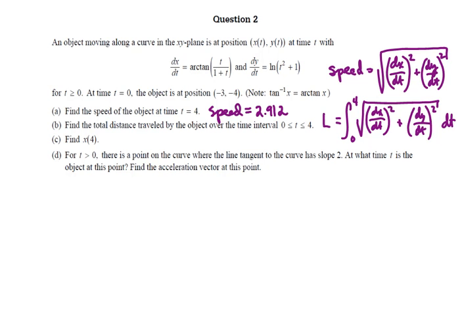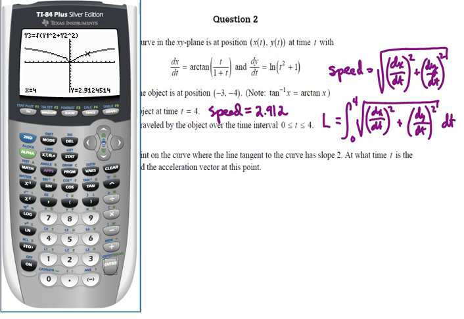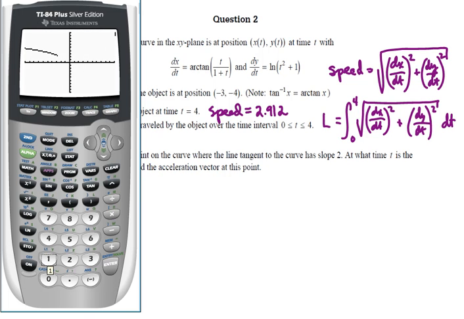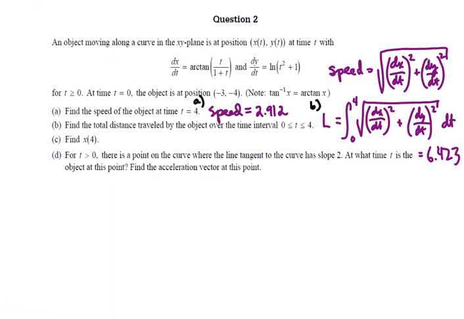So we'll bring back the calculator, and this time I will clear draw, and I'm just going to integrate that function between 0 and 4. And that gives me 6.423. And so we're done with A and B in this, and we'll carry on with part C and D in the next video.